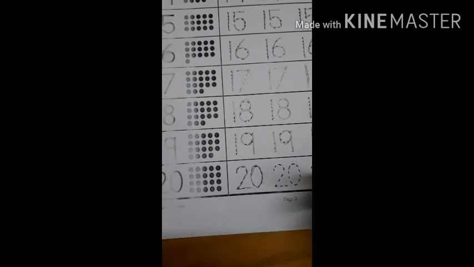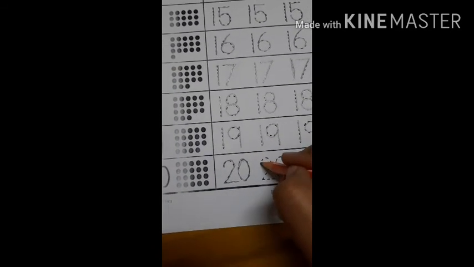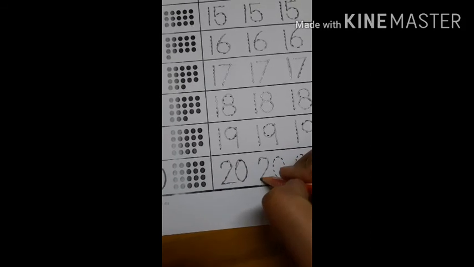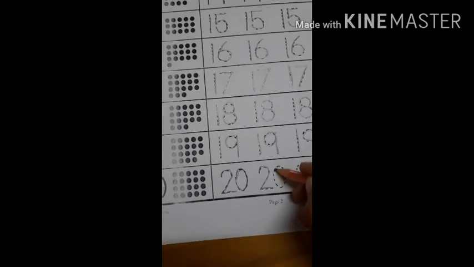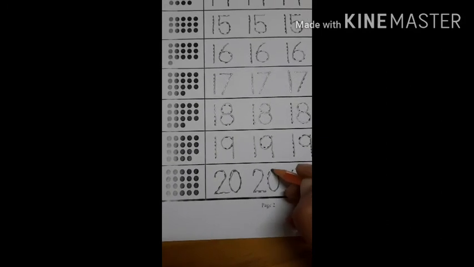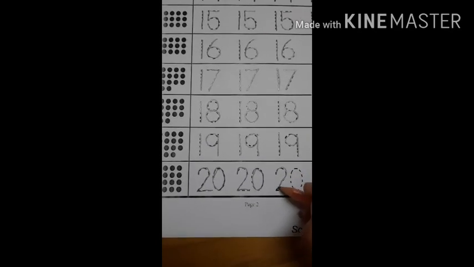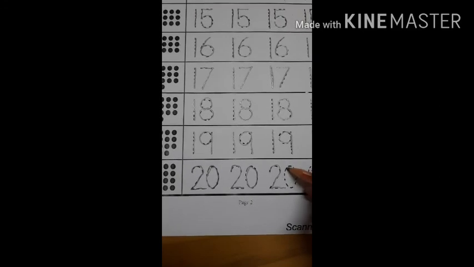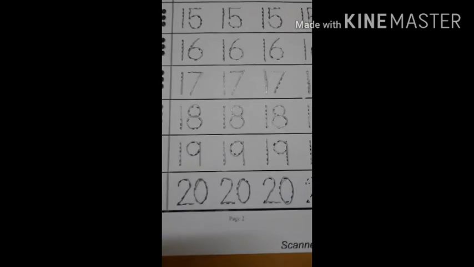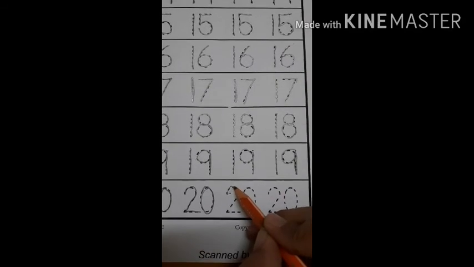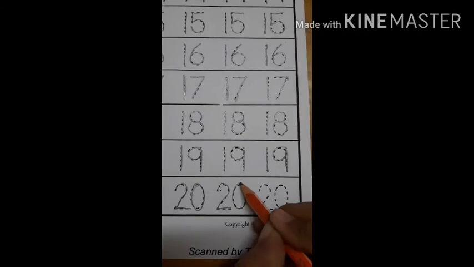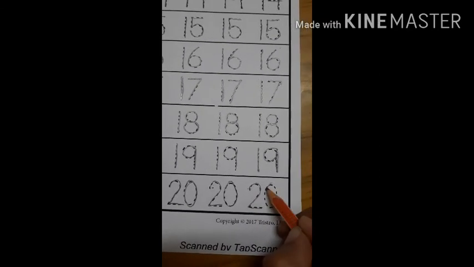Slowly, slowly you trace all the number 20 here. Make a curve, then come down and make a sleeping line. This is number 20.